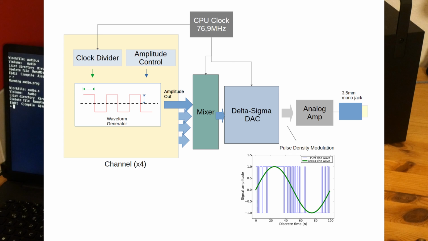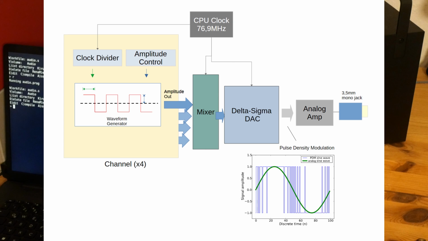And the mathematics behind this are non-trivial, but the implementation is quite simple. You have an accumulator where you just add the amplitude values, and whenever the accumulator overflows, you output a pulse to the analog amplifier. So this is what allows us to control the amplitude of a channel and also to actually mix the channels to get one combined audio signal.